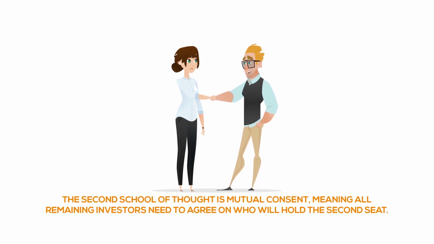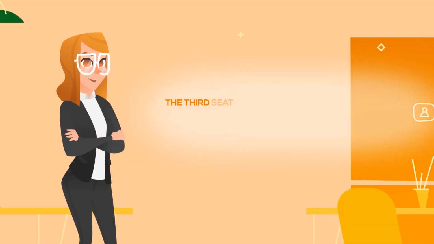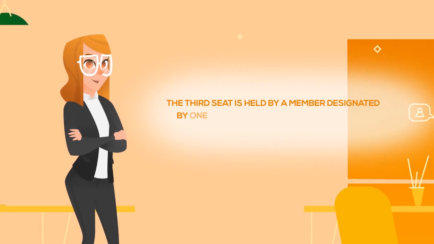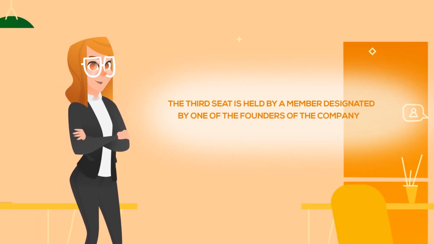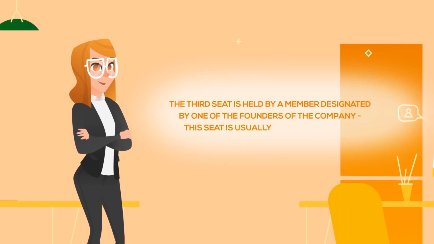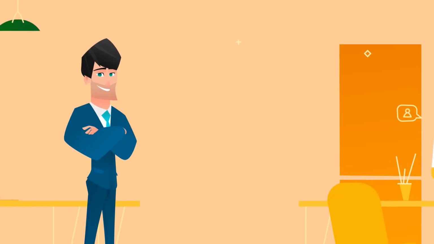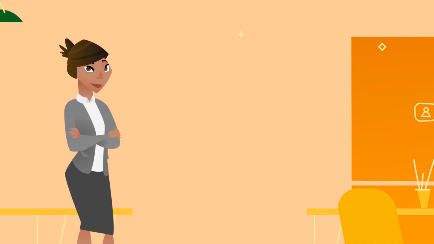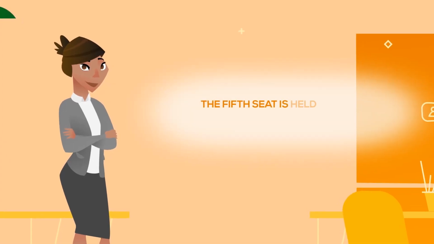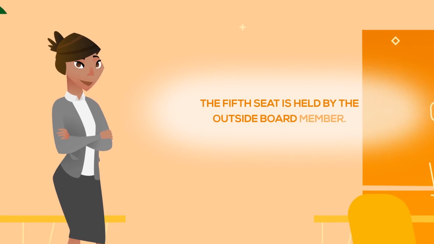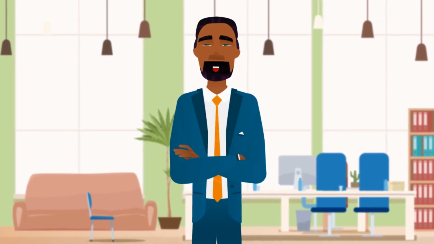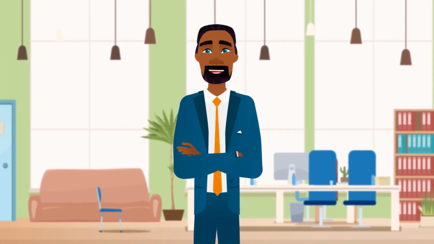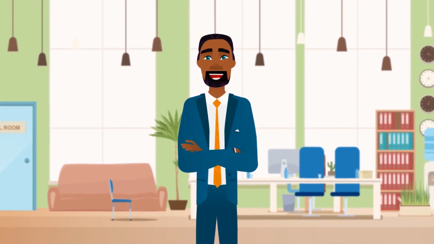The third seat is held by a member designated by one of the founders of the company. The seat is usually held by a founder. The fourth seat is held by the CEO of the company. The fifth seat is held by the outside board member. This scenario creates a balance of power between the company and the VCs.